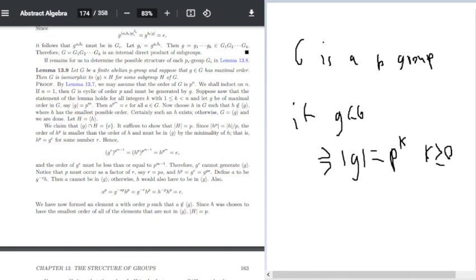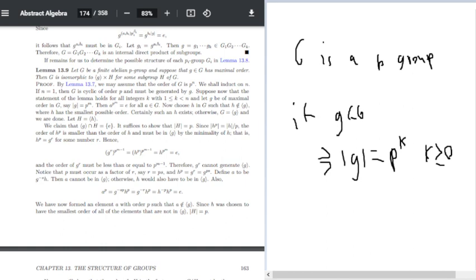Proof. By Lemma 13.7, we may assume that the order of G is p^n. We shall induct on n. If n is equal to 1, then G is cyclic of order p and must be generated by g. Suppose now the statement of the lemma holds for all integers k with 1 less than or equal to k less than n, and let g be of maximal order in G. Say the order of g is equal to p^m.